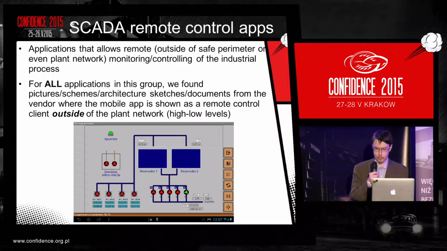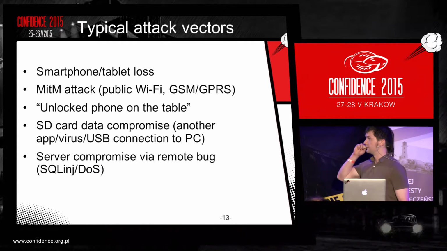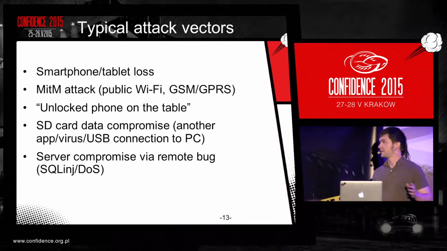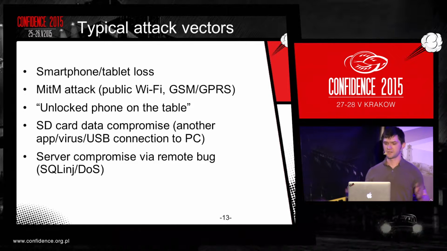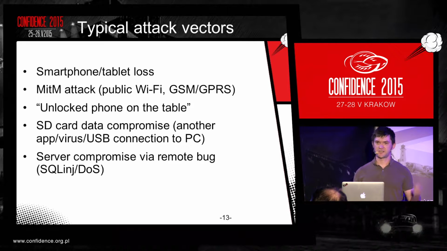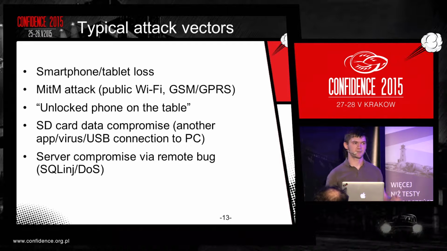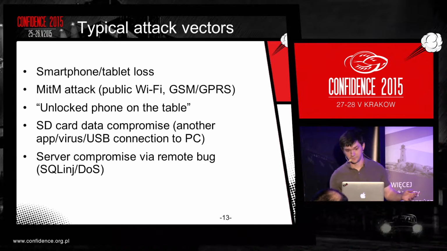And now we will discuss typical attack vectors. First of all, and I think most obvious, is when someone loses their smartphone or it is stolen. It's clear that direct access to the device provides the attacker direct access to critical information or even the application itself. So he can do all the actions to the ISC server that the operator can do.